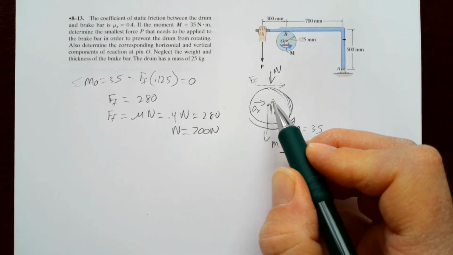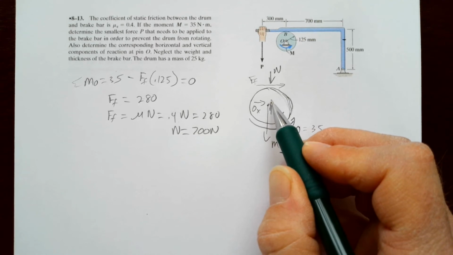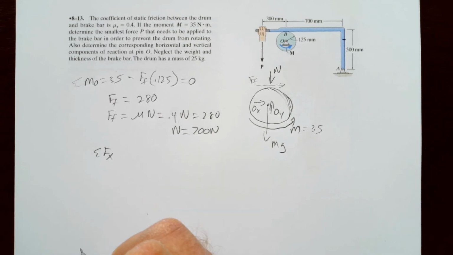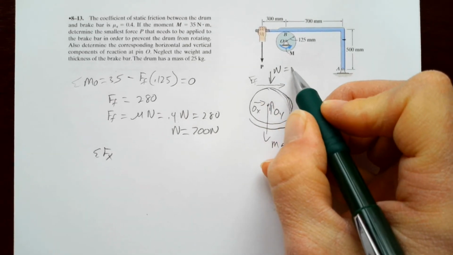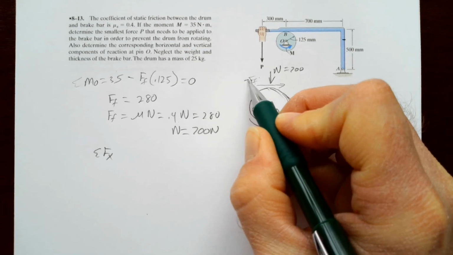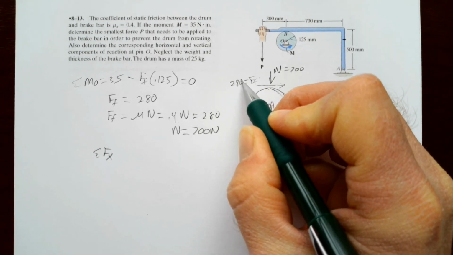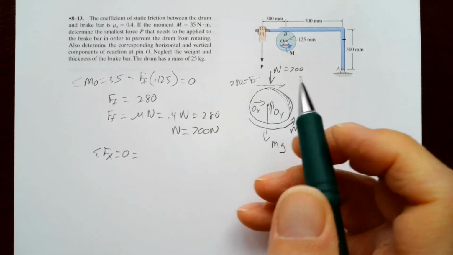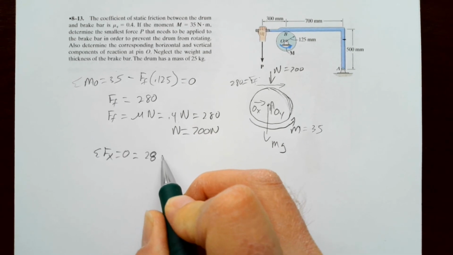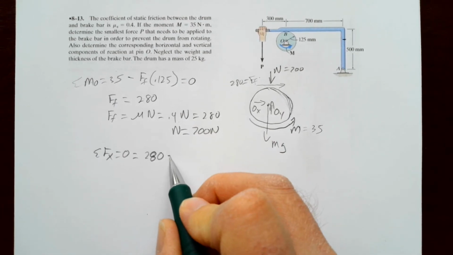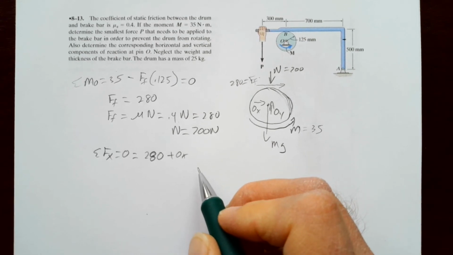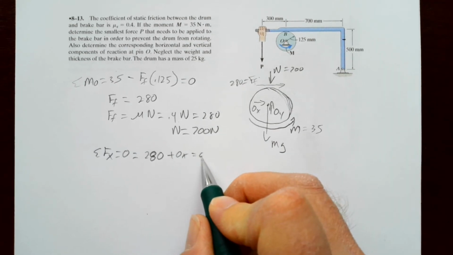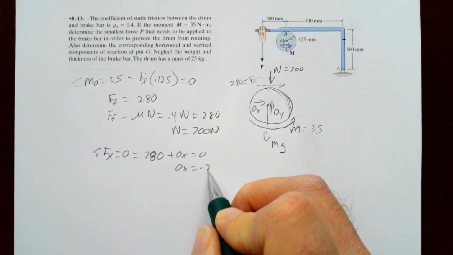Now they want to find the reactions at O. So I'm going to sum the forces in the x direction. This is 700, this is 280. In the x direction, we have 280 to the right, and we have OX, which I drew to the right. Looks like that's going to be wrong. There are no other horizontal forces, so that equals 0, and OX equals negative 280.